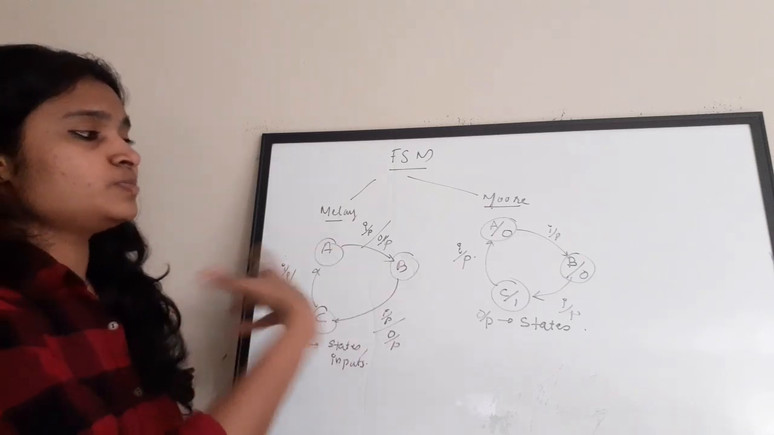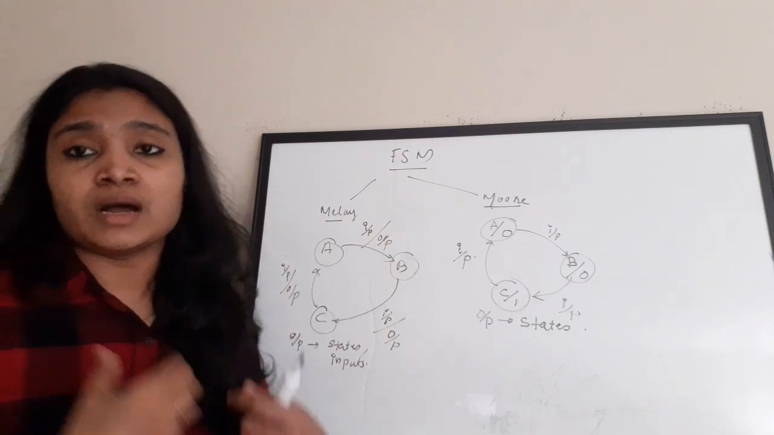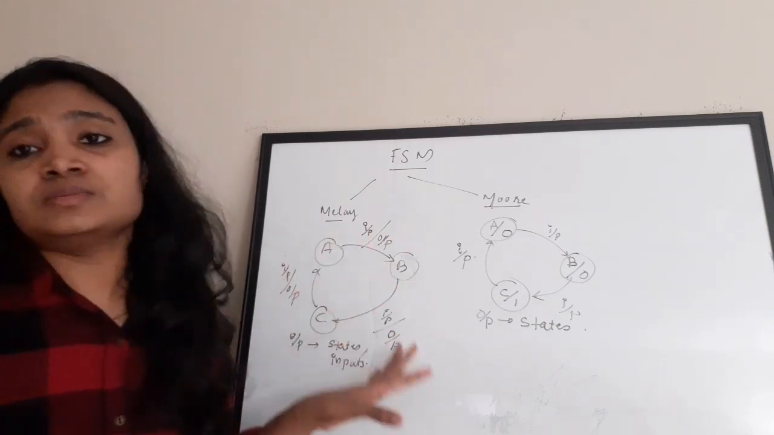Why I'm explaining this is that sometimes it can come as a question, like: in case of a Moore FSM, the output depends on dash and dash. So these are important. I hope this concept is also clear to you now.